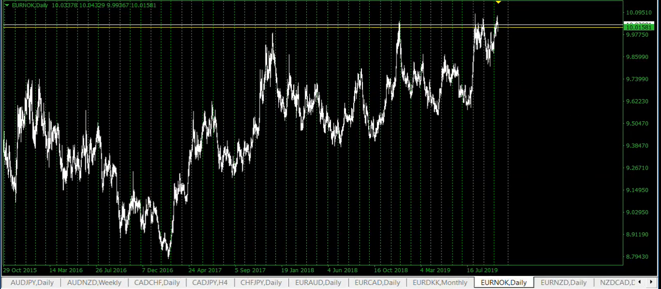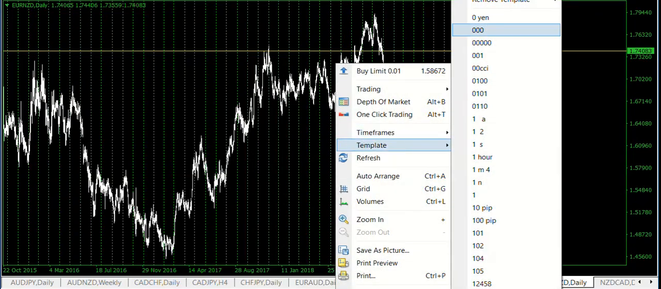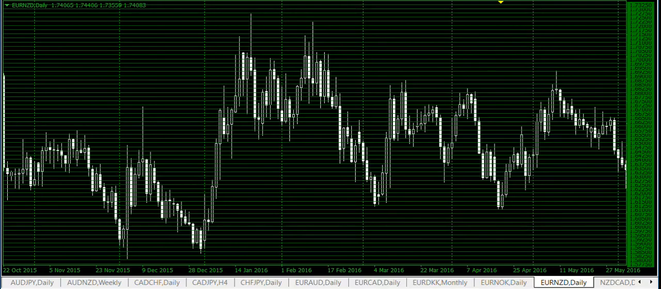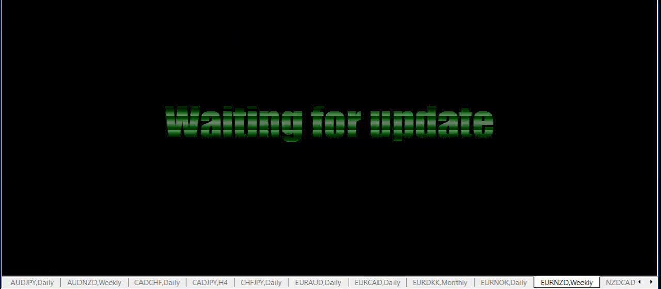What else I got here? Oh, Euro New Zealand. Brutal. That's a brutal pair. Okay, zoom in. Doesn't look tradable to me. I know people love this pair, but wow. Utterly boring.